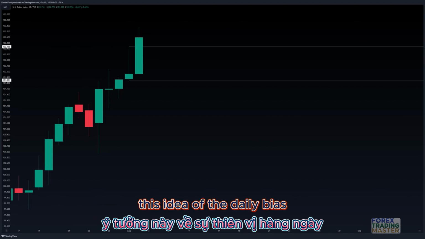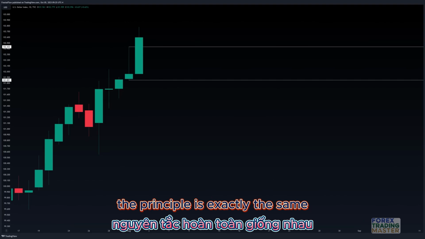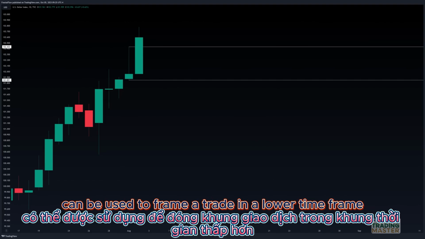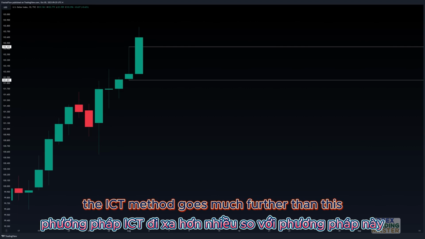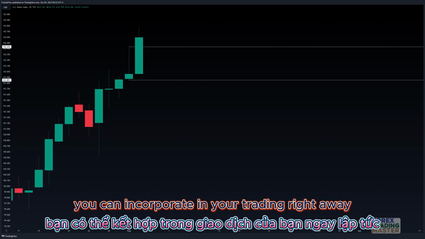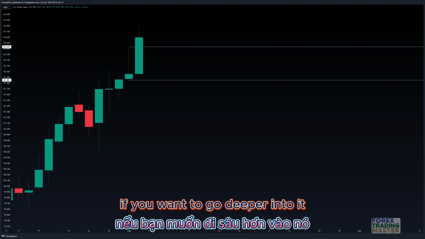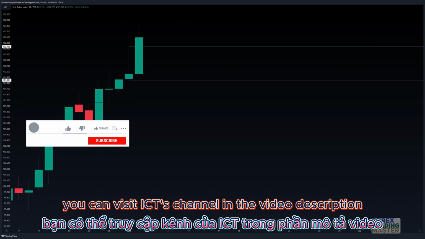This idea of the daily bias can also be used in intraday charts. The principle is exactly the same. The daily bias can be used to frame a trade in a lower time frame as well. This finishes this beginner's guide to the ICT method. The ICT method goes much further than this, but these are the foundational concepts you can incorporate in your trading right away. If you want to go deeper into it, you can visit ICT's channel in the video description.